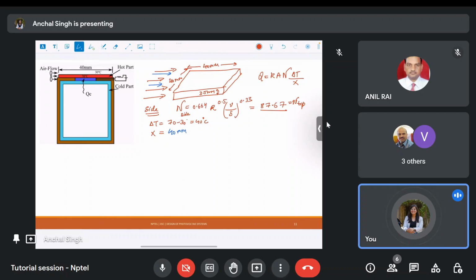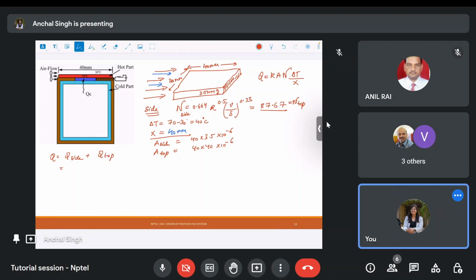So the characteristic dimension will be 40 mm, and the only parameter that will differ is the areas. When we are talking about a side, it has dimension 40 cross 3.5 into 10 to the power minus 6, and the top has dimension 40 cross 40. So this is the only difference between Q side and Q top, and we can calculate them simultaneously. Q is equal to Q side plus Q top, right?